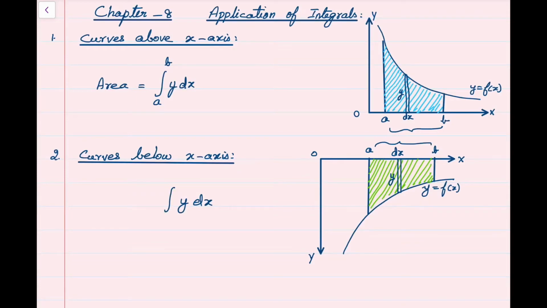Therefore, the integral from x equal to a to x equal to b of y dx gives you the area of the shaded region, and this area will be negative as the y coordinate is negative. To make the area positive, we will take the absolute value sign of this, or we may write a negative sign. Remember, if the curve is above the x-axis, the area will be a positive quantity, and if the curve is below the x-axis, the area will be a negative quantity. So to make it positive, write the absolute value sign.